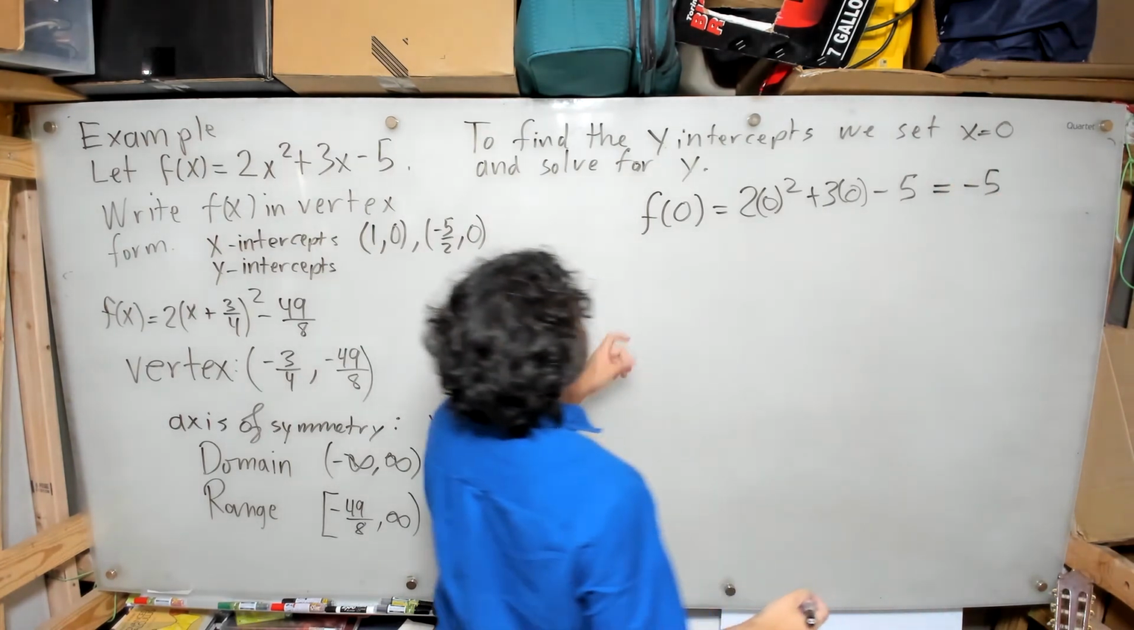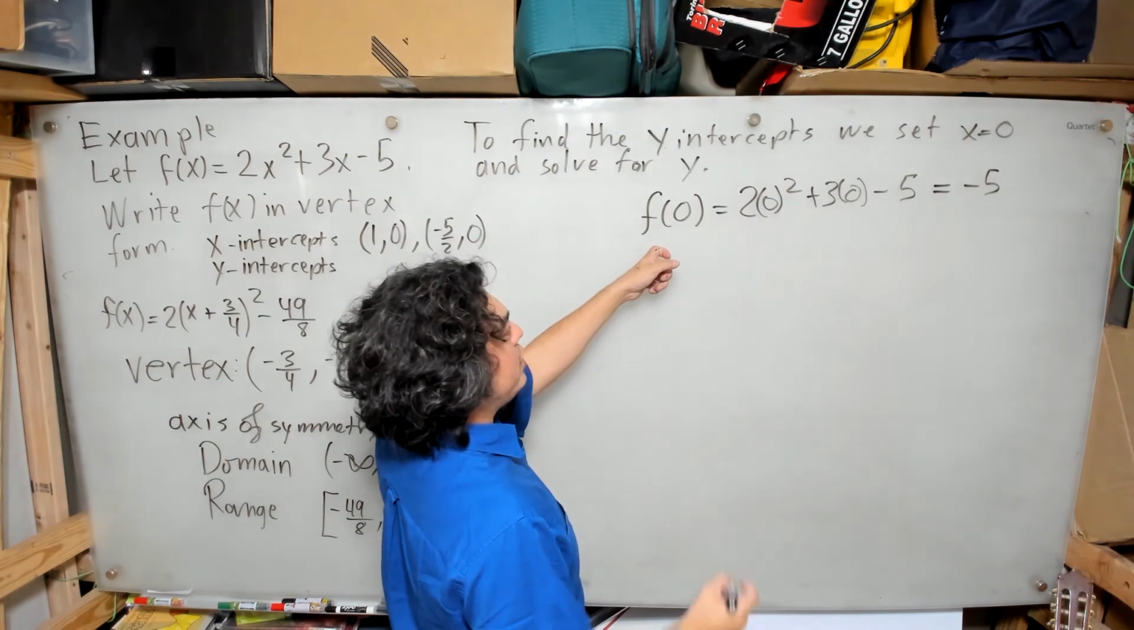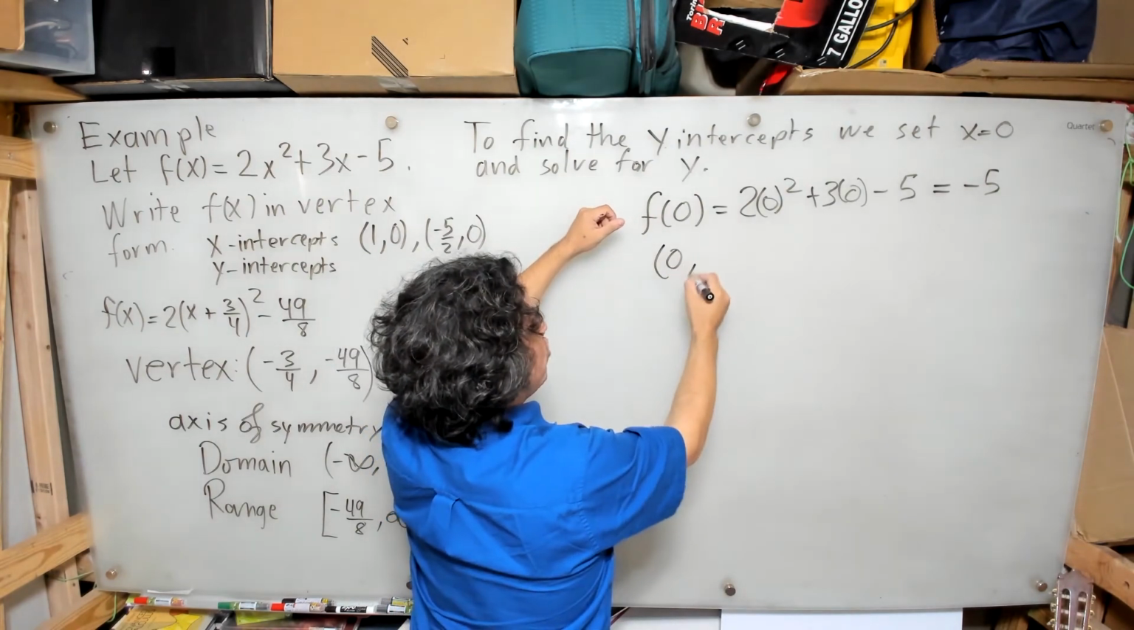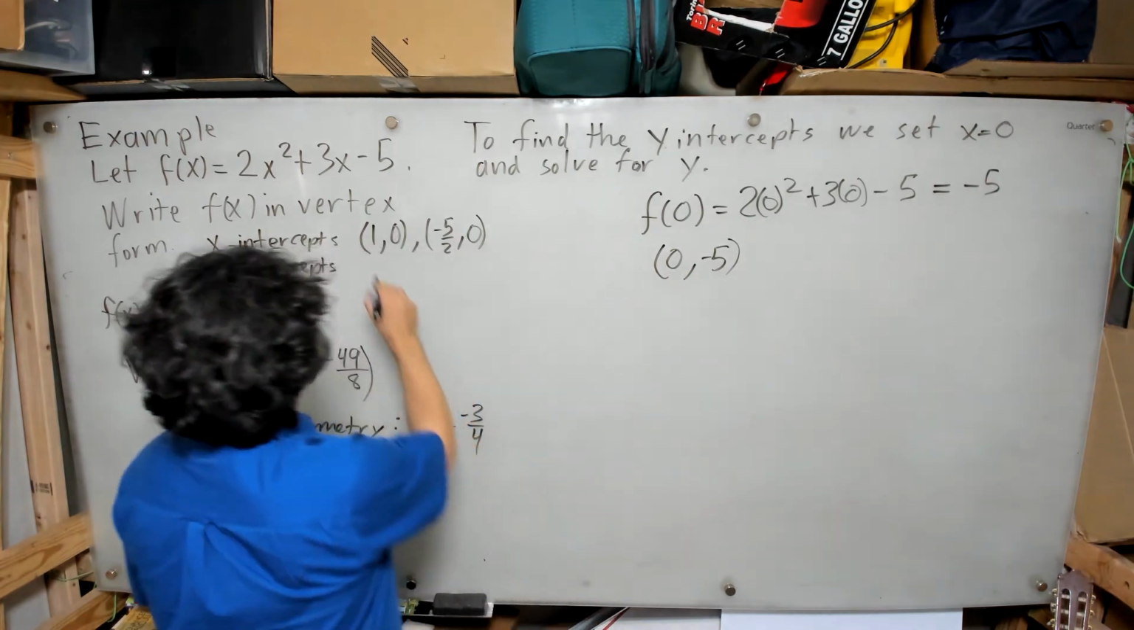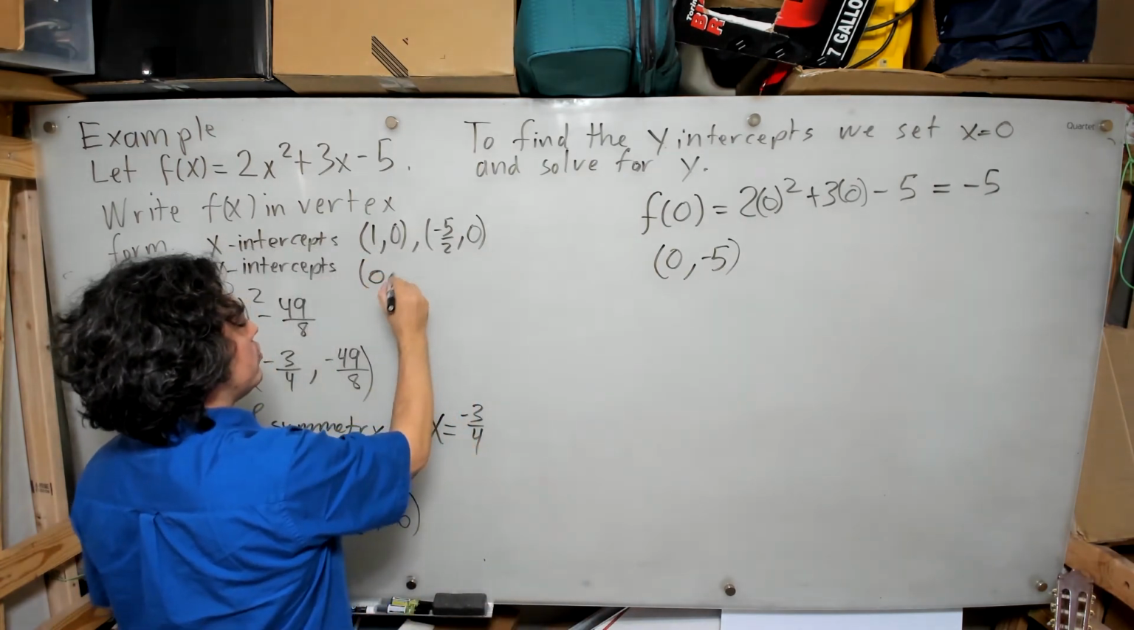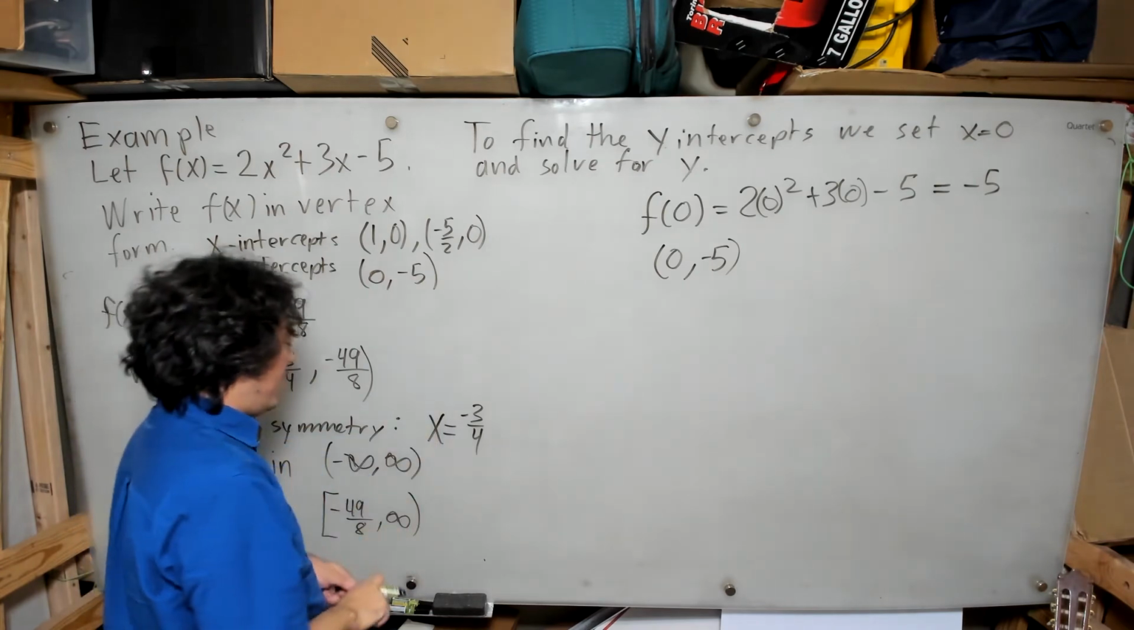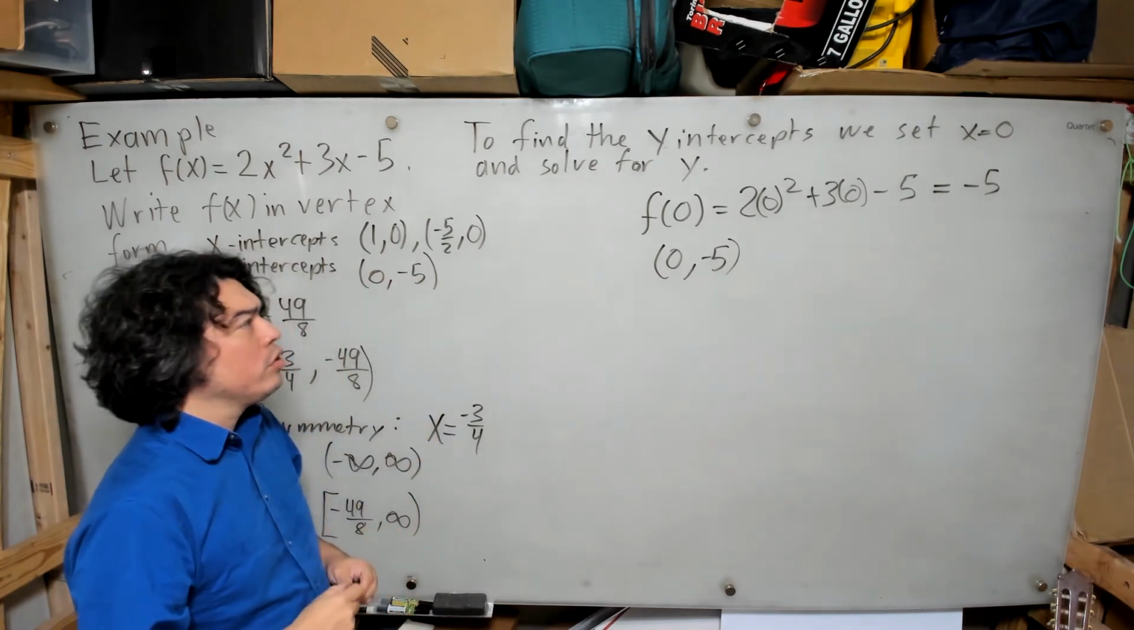What does that tell us? That tells us that the point (0, negative 5) is on the graph. Or in other words, that's our y-intercept. Okay? And now we're in position to draw the graph.